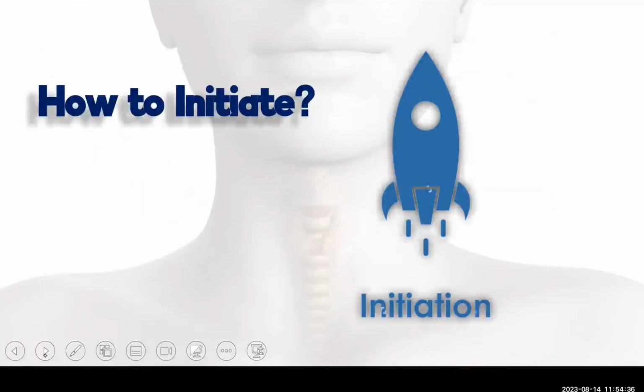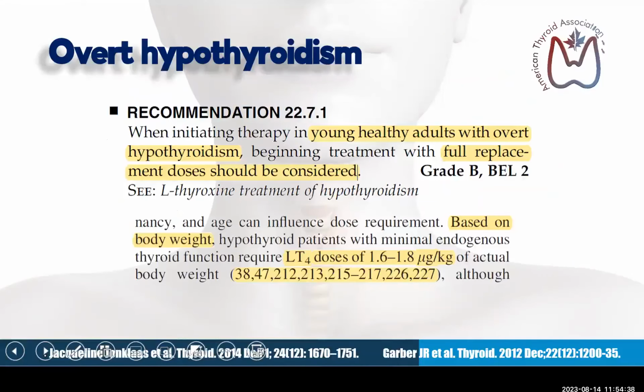How to initiate treatment? For a patient with overt hypothyroidism, we give full replacement therapy. We calculate the dose by multiplying 1.6 micrograms per kg body weight of the patient.